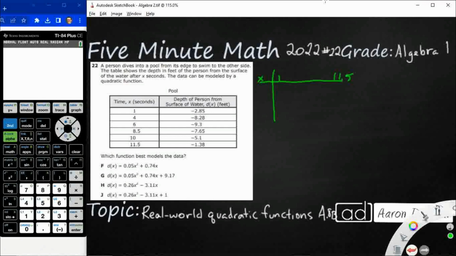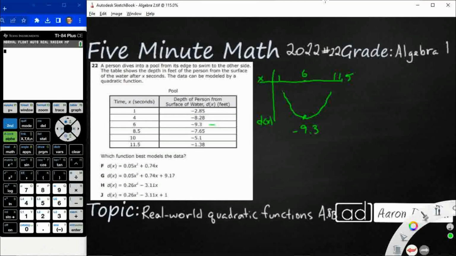But look at our depth. This is going to be our d of x, or our y-coordinates. We're going to start at negative 2.85, and it looks like we reach the bottom at about 6 seconds. So we're going to go like this. Looks like your classic parabola here, kind of going like that, and that's going to be your negative 9.3 at your 6 seconds.